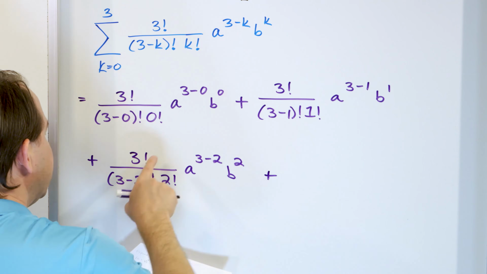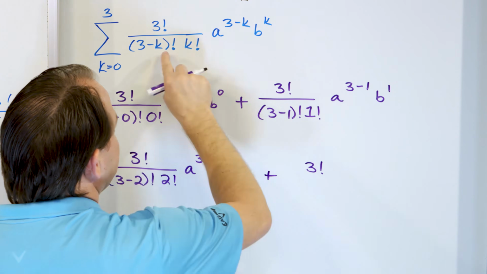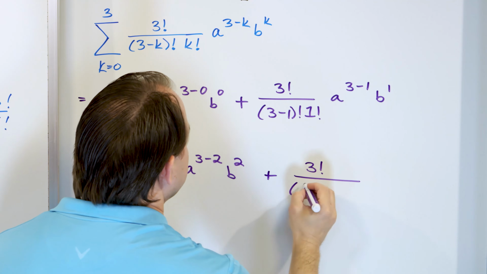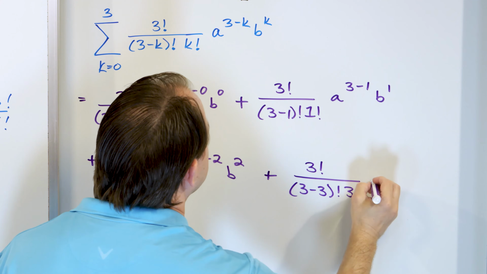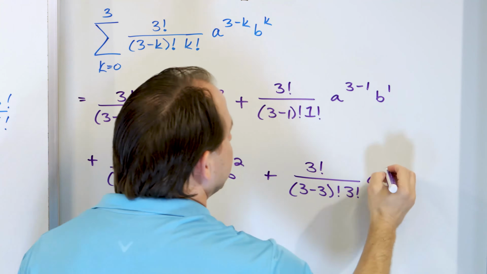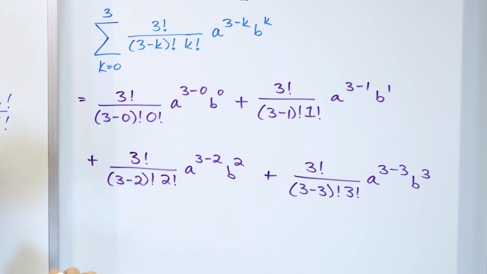K is 0, k is 1, k is 2. Now k has to be 3, and then we stop. We have 3 factorial here. Then we have 3 minus 3 factorial, then 3 factorial, then a to the 3 minus 3, because k is 3, and then b to the power of 3. So now we've finally written everything down.